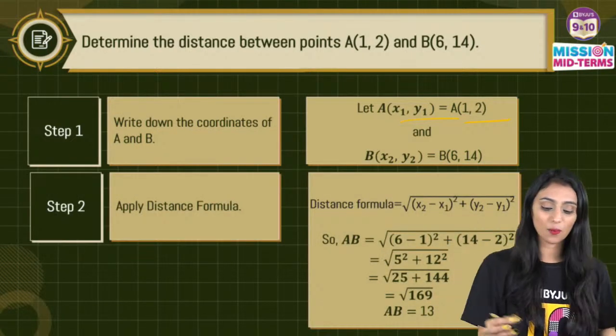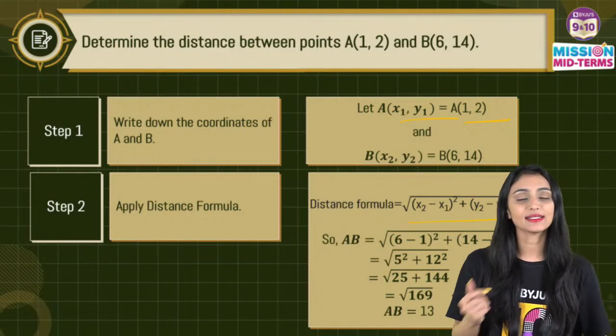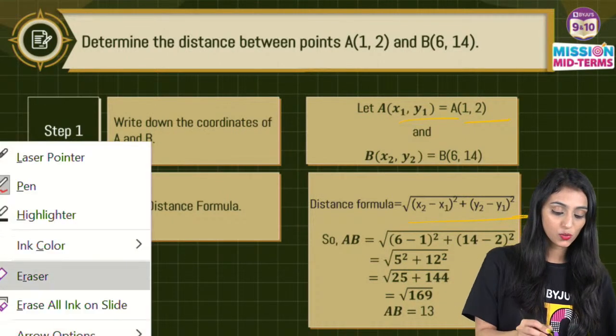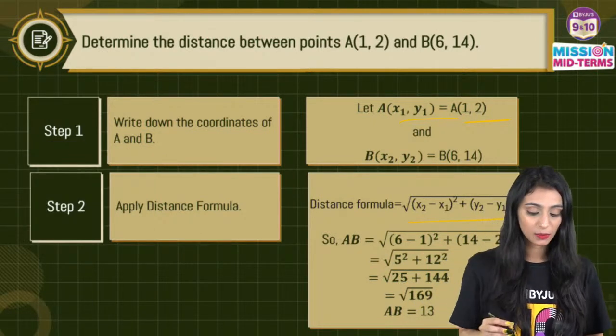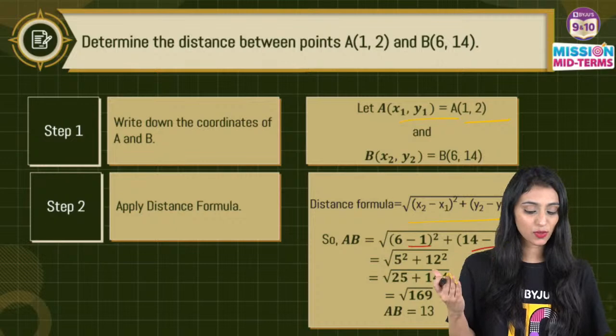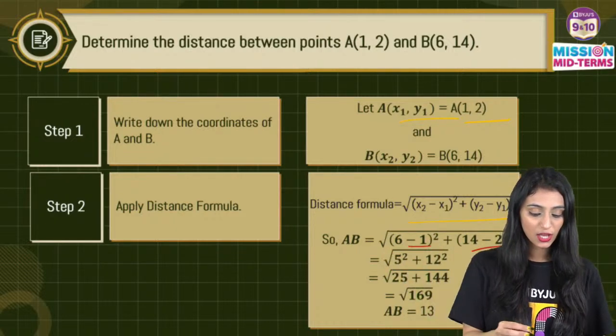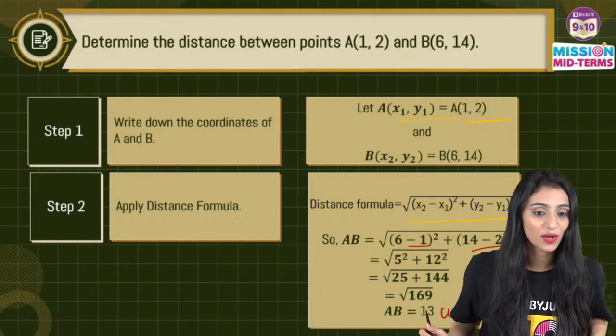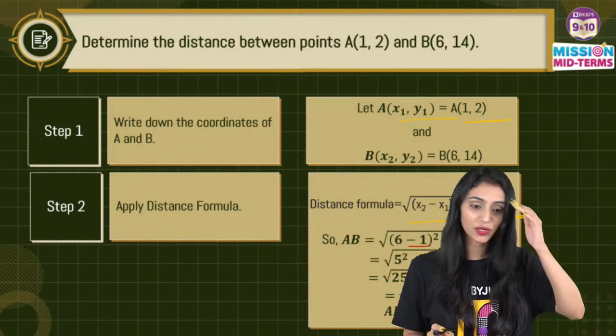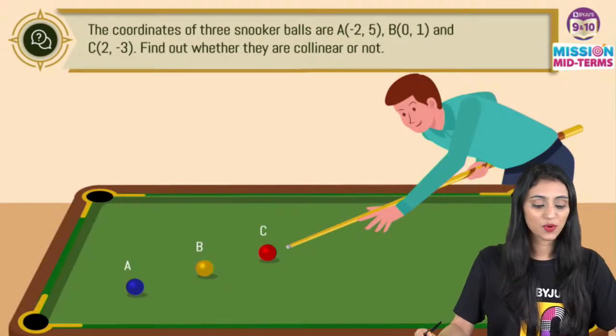Let's apply the distance formula. That's square root of x2 minus x1 whole square plus y2 minus y1 whole square. Remember one thing, writing the formula is very, very important. Don't miss that part. Let's put everything here: 6 minus 1 whole square, 14 minus 2 whole square. You get 169. That's 13 units. Yes, everyone? 13 units. Yes, Prince Raj, Pikun, everyone. All right, let's move ahead to the next question.